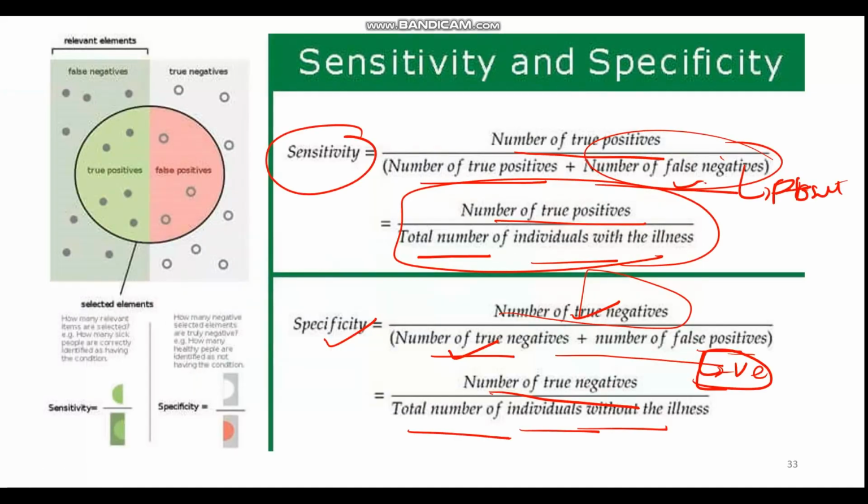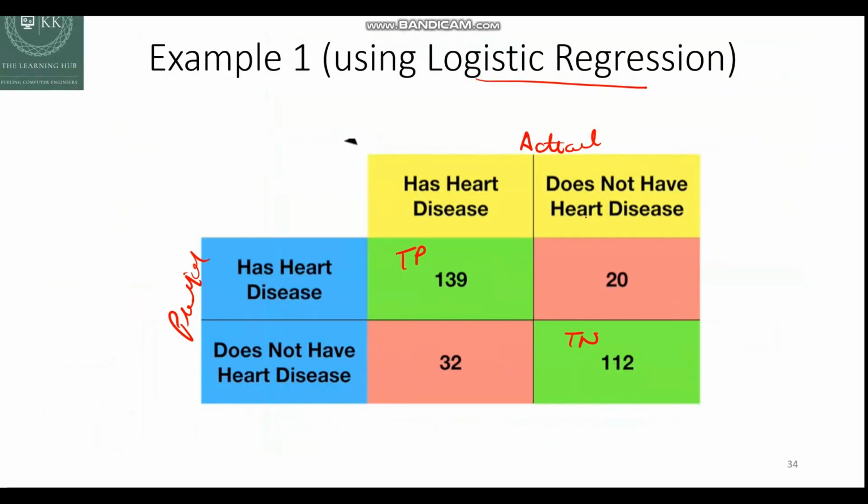Similarly, if we go with this diagram, we get false positives and false negatives. Why are these false positives? Because they don't actually have heart disease but were predicted as heart disease. So this is a false positive. And this one has heart disease but is predicted as not having it, so this is a false negative.